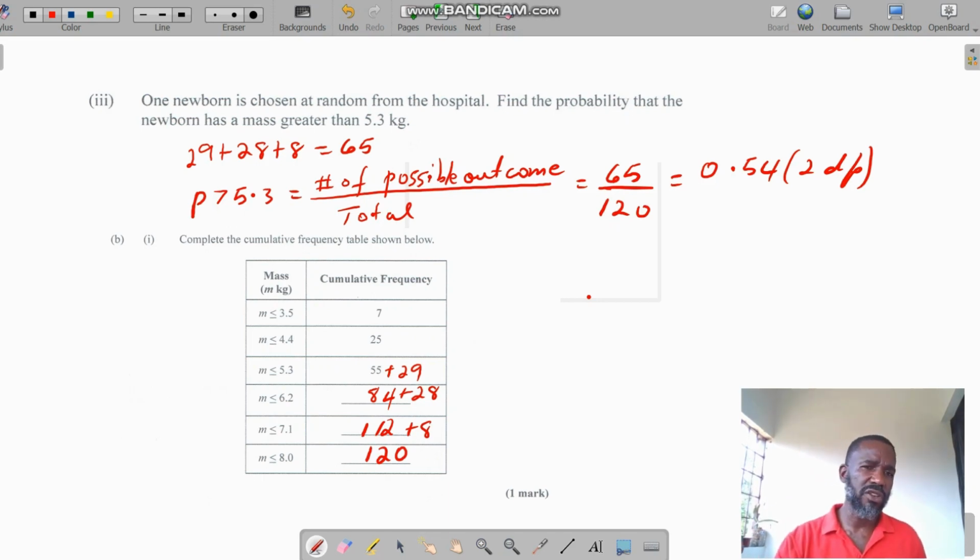So in order to get the cumulative frequency, we just add the numbers for each group as we progress downwards. All right? So that's how you would have done that one.